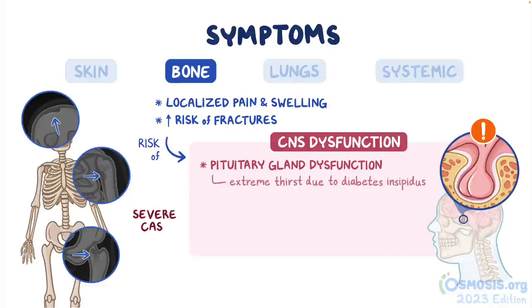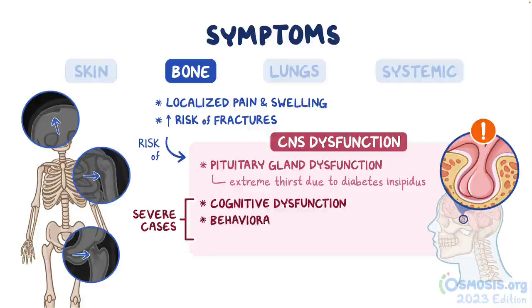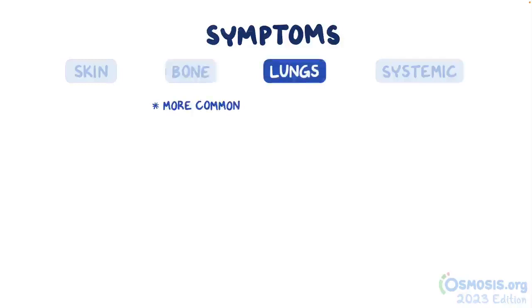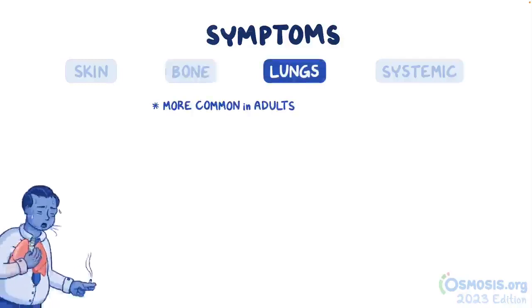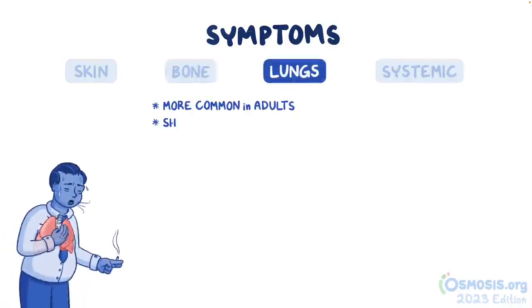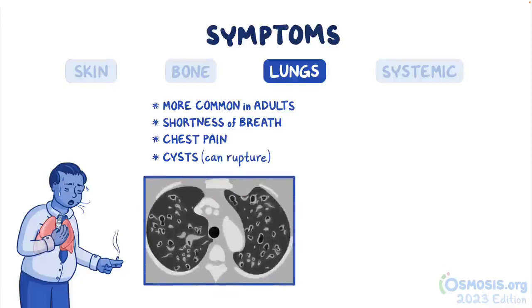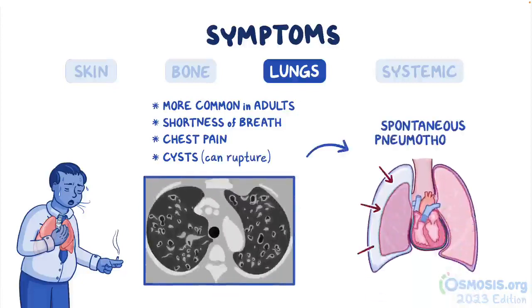In severe cases, neurodegeneration can lead to cognitive dysfunction and behavioral issues, as well as ataxia, or difficulty with coordination when walking. Next, Langerhans cell histiocytosis in the lungs is more common in adults due to its association with smoking and is characterized by shortness of breath, chest pain, and cysts that can sometimes rupture and cause the lungs to collapse, leading to spontaneous pneumothorax.